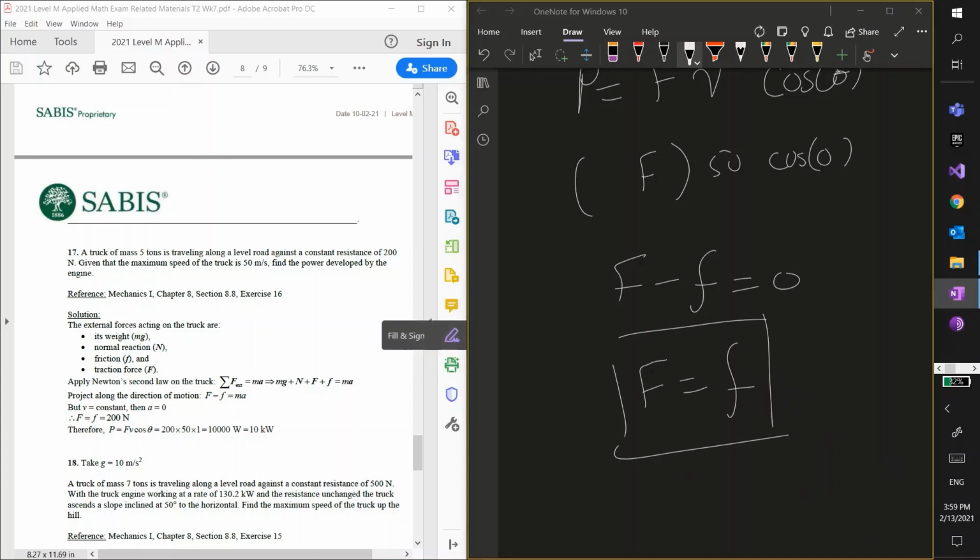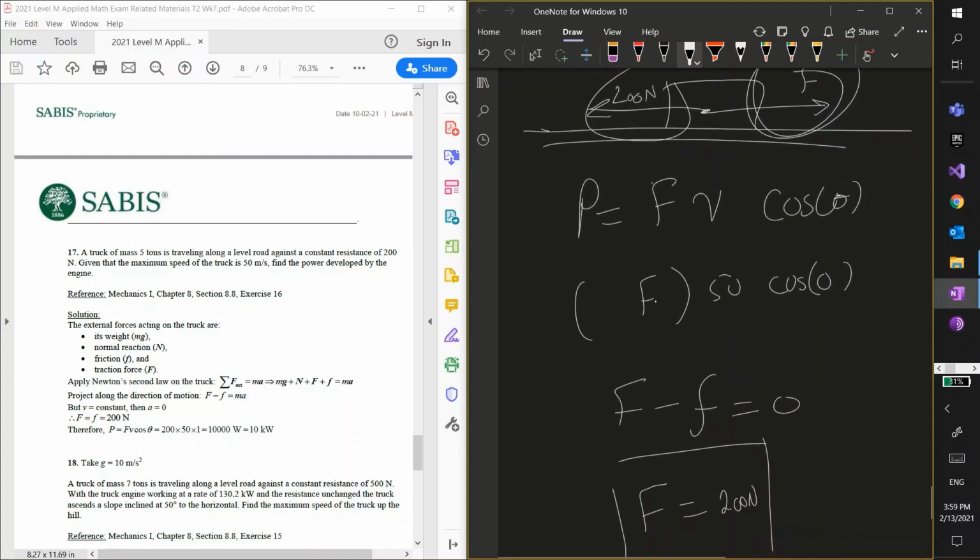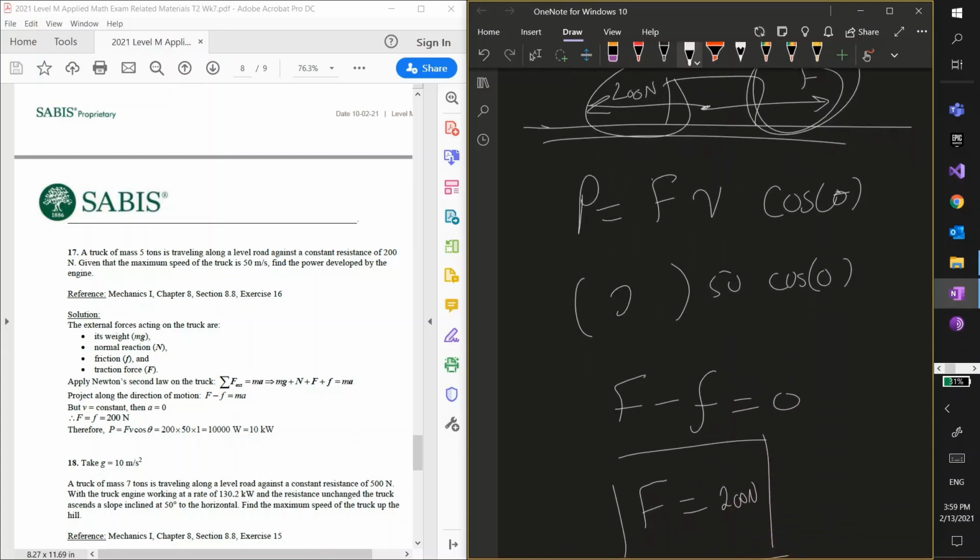Now in the question they used ma, which is Newton's second law. It doesn't matter because acceleration is still equal to 0. So your big force is equivalent to your friction. Your friction is 200 newtons. And now you can just substitute. That's 200 times 50, and this entire thing is 10,000. The unit of measurement is watts. 10,000 is the same thing as 10 kilo, and then you have watts. So 10 kilowatts.